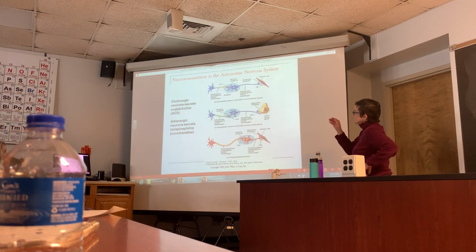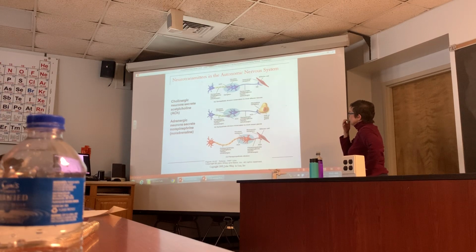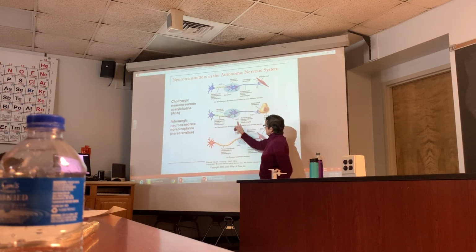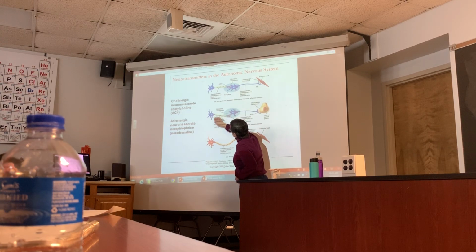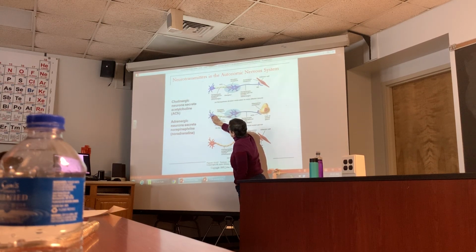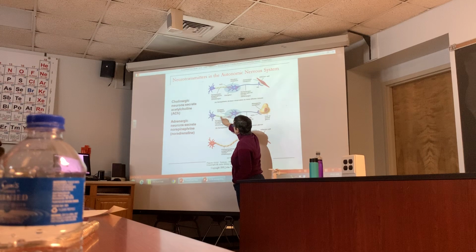As I said, cholinergic secretes acetylcholine. This is just showing you in the autonomic nervous system. Again, wherever you see acetylcholine, and if you look closely, these are multipolar neurons. This is the cell body and dendrites. This is the preganglionic neuron axon. Notice it's myelinated.